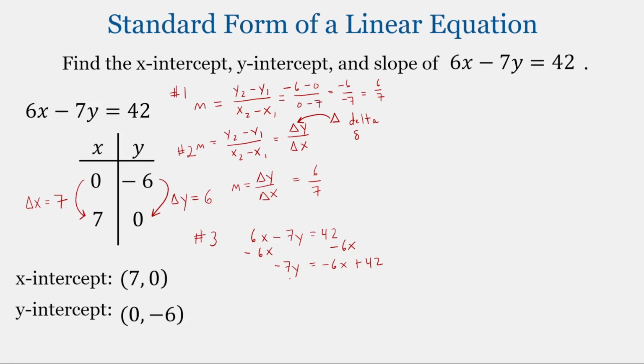And then to go from negative 7y to 1y, we're going to divide everything by negative 7. So now we have the equation y equal to 6/7 x minus 6. And then from here we have our slope, which is again 6/7. And we can also see our y-intercept.